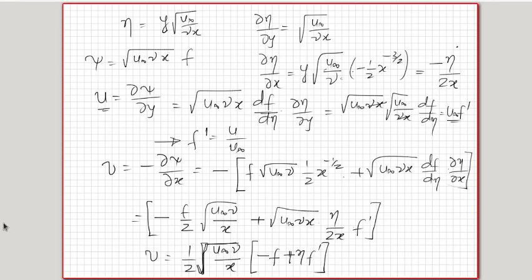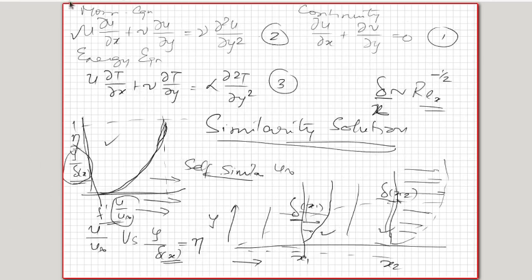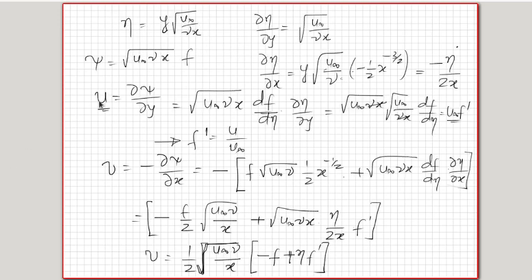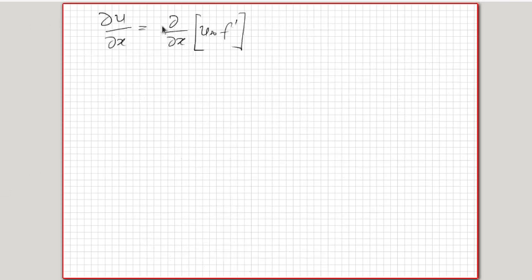Now let's get the other terms, because for writing this equation you need not just u and v, but also del u by del x, del u by del y, and del square u by del y square. So let's get all those three. Okay, so now let's take a fresh page. Del u by del x is del by del x of, let's write, this is u infinity times f prime. Okay, so from this page we wrote that u is u infinity times f prime, so we'll just take that here. Okay, this is del by del x of that.